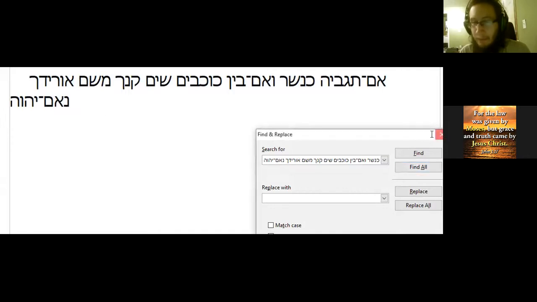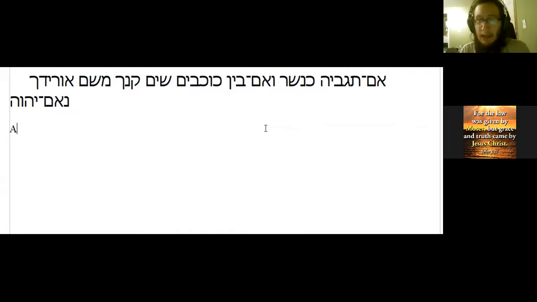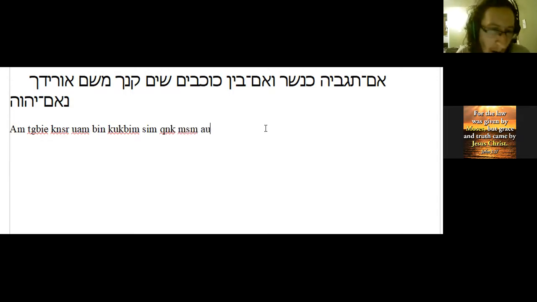All right, so now we've got Aleph Mem Tav Gimel Bet Yod He Kaf Nun Shin Resh Wa Aleph Mem Bet Yod Nun Kaf Wa Kaf Bet Yod Mem Shin, Yod, Mem, Kof, Nun, Kof, Mem, Shin, Mem, Aleph, Wa, Resh, Yod, Dalet, Kof, Nun, Aleph, Mem, Yod, He, Wa, He.